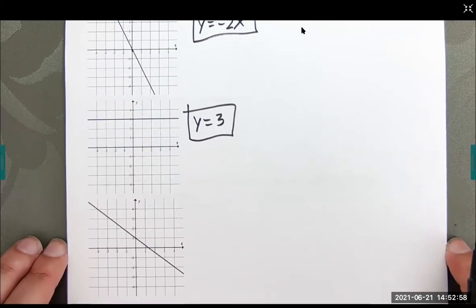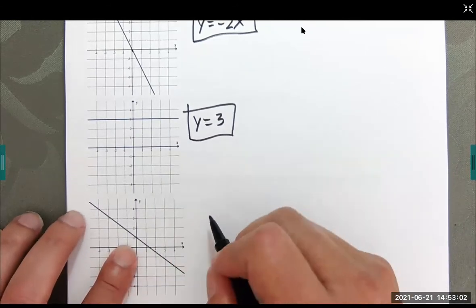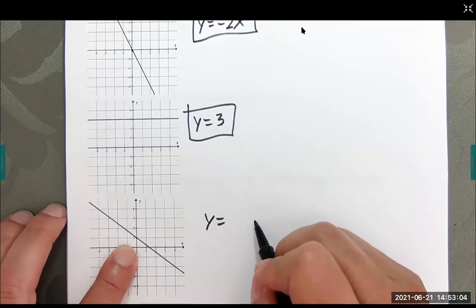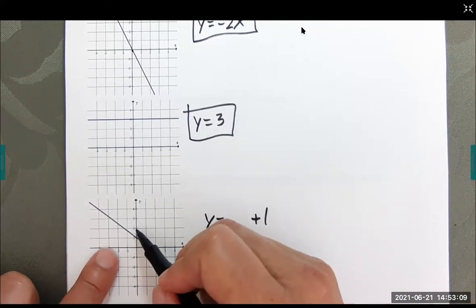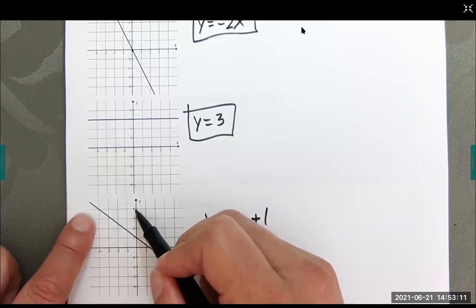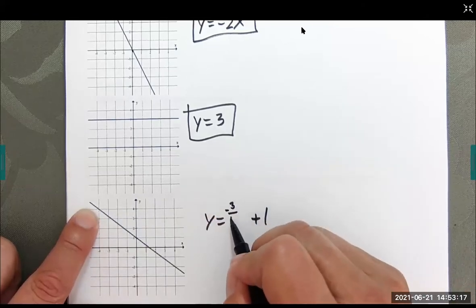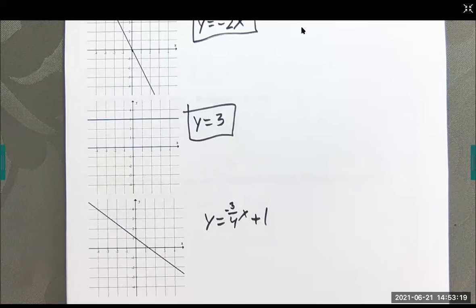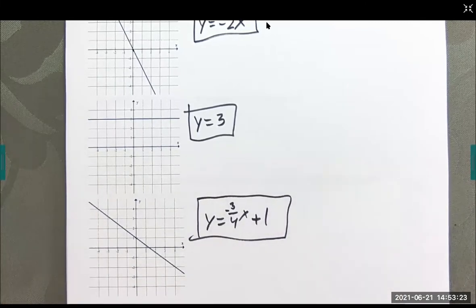And for our last one here, we definitely have a negative slope here. So it looks like the y-intercept is at 1. And let's see how far up we're going. 1, 2, 3 up. And 1, 2, 3, 4 back. So negative 3/4 x plus 1. Not too bad. A lot of stuff we've already gone through.